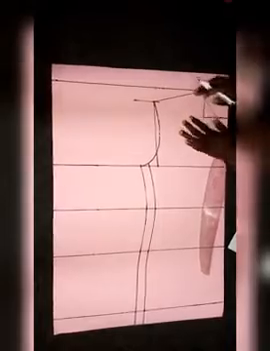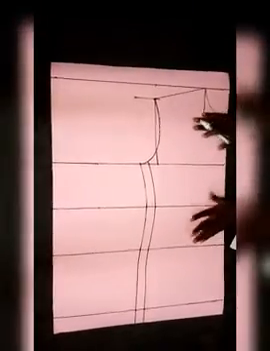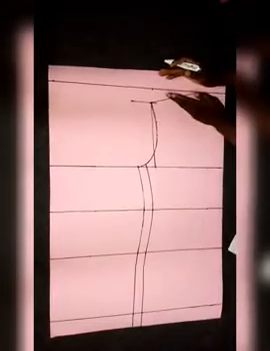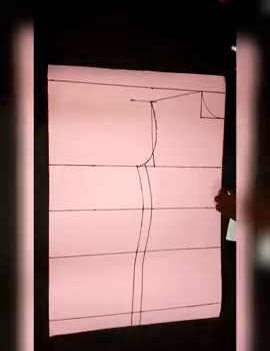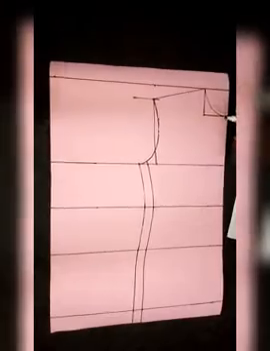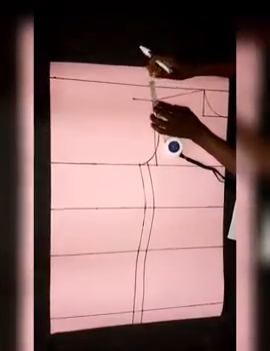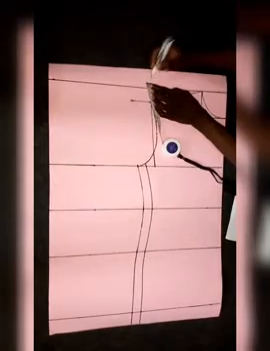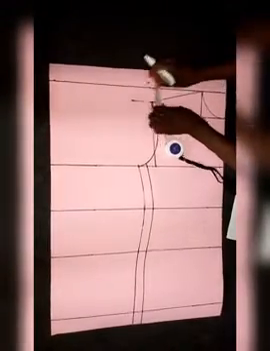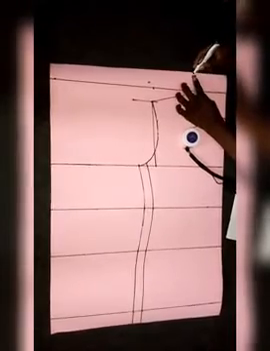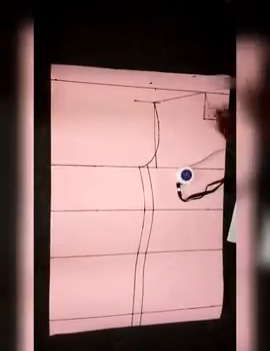So now we use the front pattern to draw the back pattern. With the back pattern, the material is supposed to be 2 inches longer than the front pattern. 2 inches longer than the front pattern. The 2 inches is placed at the top, not the down. So I'll add 2 inches to the shoulder line here, like this. Like this. And I'll join the points.